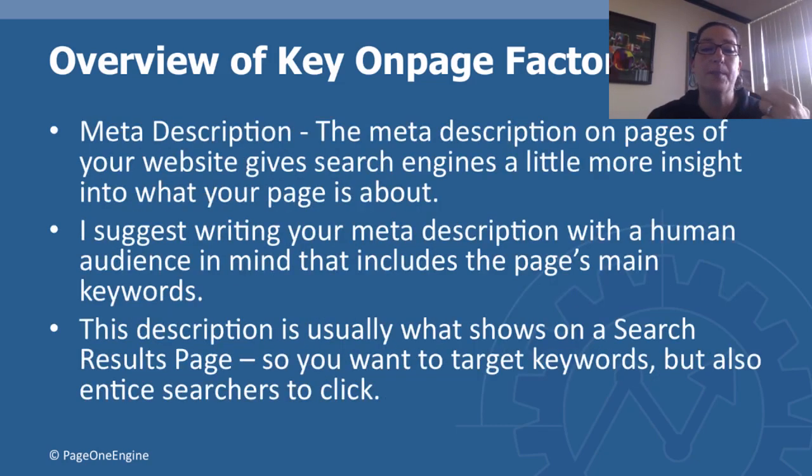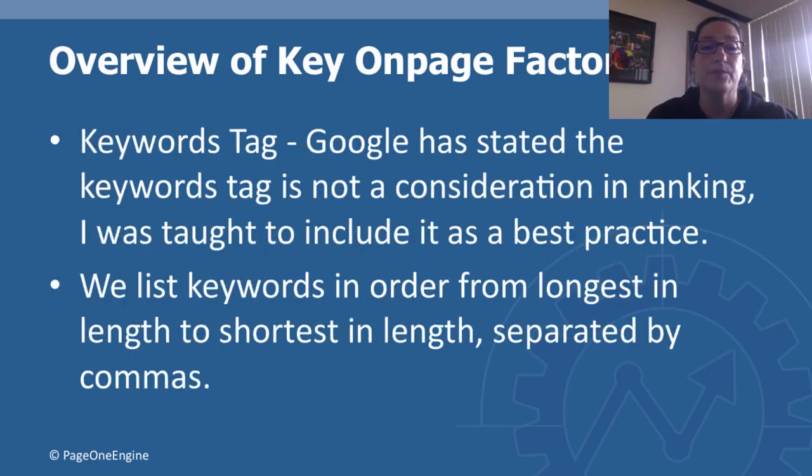The meta description on a page of your website gives the search engines a little more insight into what your page is. I'm going to show you what that is in a minute, but you've searched Google a million times, and when you see a listing on the website, the blue line that's underlined is your title tag, and right under it is the description. I suggest that you write your meta description with the human audience in mind. That includes the page's main keyword. If you're on an internal page, you would write your description to focus on that internal page, and if you're on the home page, vice versa. And this description is what shows up on the actual search results page on Google.